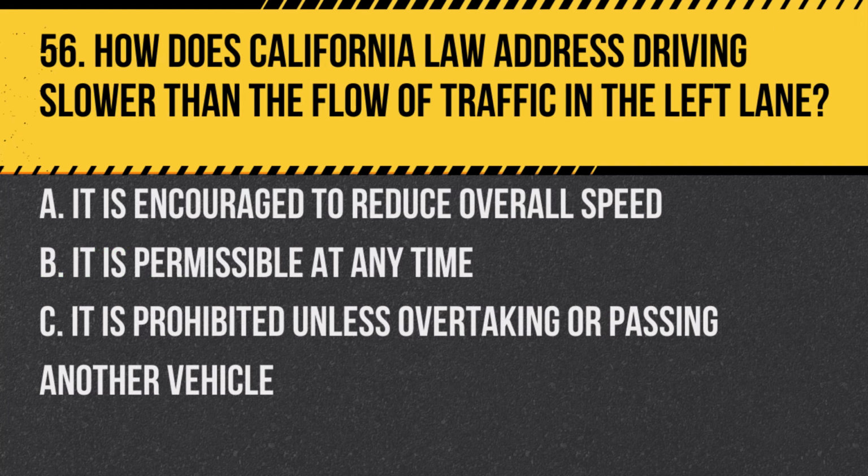Question 56. How does California law address driving slower than the flow of traffic in the left lane? A. It is encouraged to reduce overall speed. B. It is permissible at any time. C. It is prohibited unless overtaking or passing another vehicle. Answer: C. It is prohibited unless overtaking or passing another vehicle. This rule is designed to keep traffic flowing smoothly and safely.